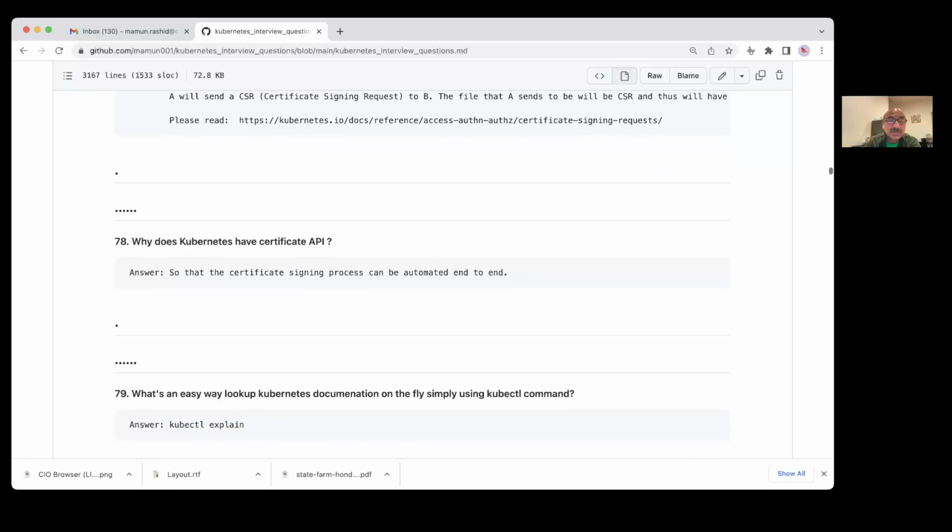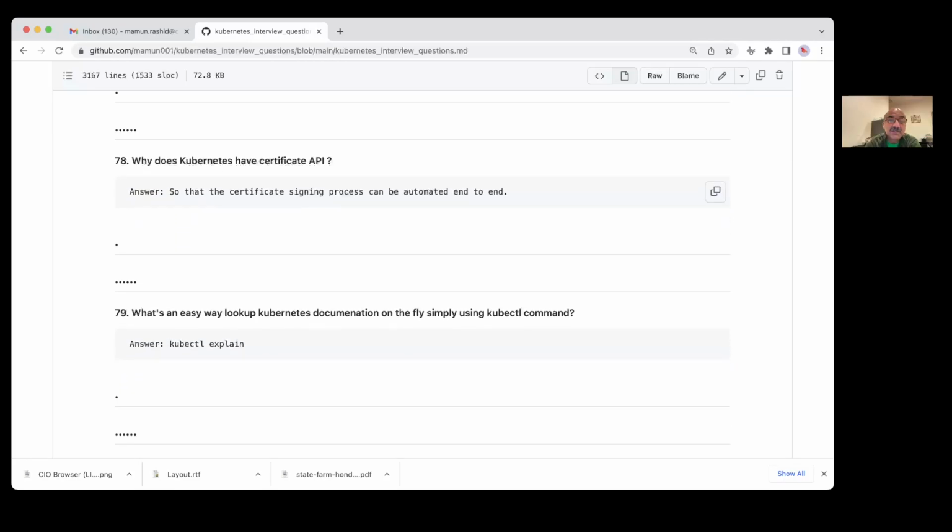All right, next question. Why does Kubernetes have a certificates API? That's because the signing process can be automated end to end, right? So you don't have to do these things manually. You can just have an API that receives the certificate request, generates one, puts it back to you, and then you can use that certificate for the next steps going forward, right? That's why there's a certificate API in Kubernetes.